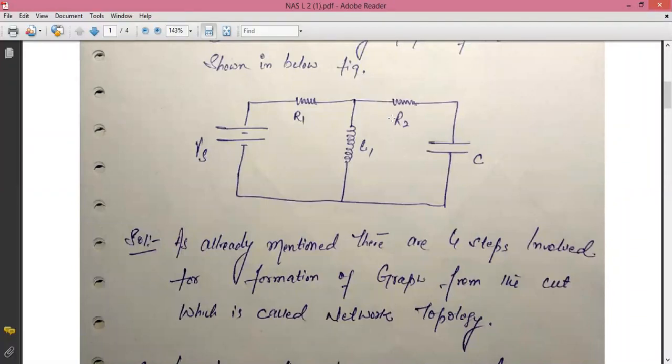I can again repeat, step number two for making the network topology is each branch is represented by a dark line or a bold line. Step number three, if a voltage source is present in the circuit, replace it by a short circuit. And step number four, if a current source is present in the circuit, replace it by an open circuit.